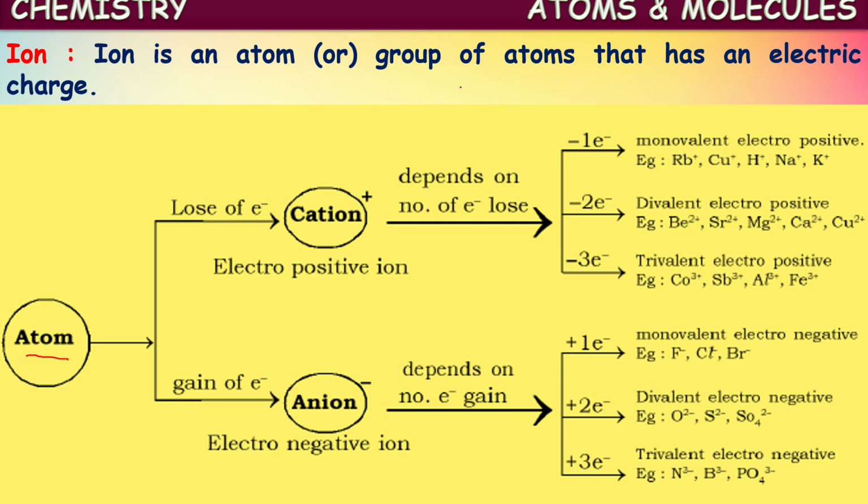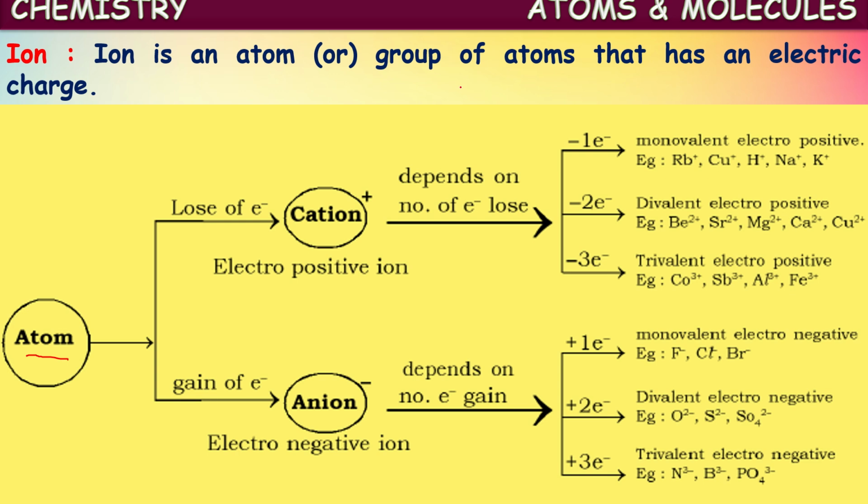Divalent electropositive ions means the neutral atom is losing two electrons. By losing two electrons, they acquire two positive charges on them. Such positively charged ions are called divalent electropositive ions. That means they are carrying plus 2 on them. Next, trivalent. If it loses 3 electrons, trivalent electropositive ion formation takes place. Examples: Co3 plus, Sb3 plus, Al3 plus, Fe3 plus, like that.